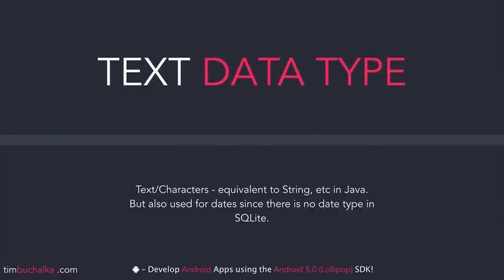Text data type. This is text and characters. A good example of a good fit is a string in Java: you'd want to use the text data type to store that in a SQLite database. Now, it's also used for dates, since there is no date type in SQLite, so we'll be talking about that later.